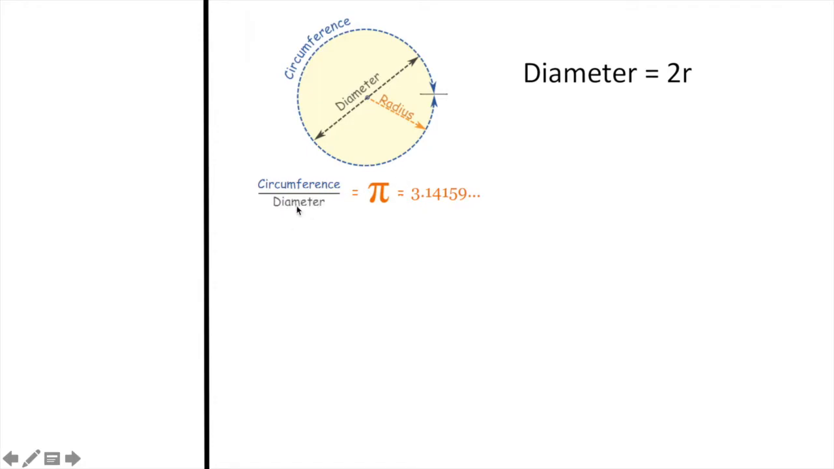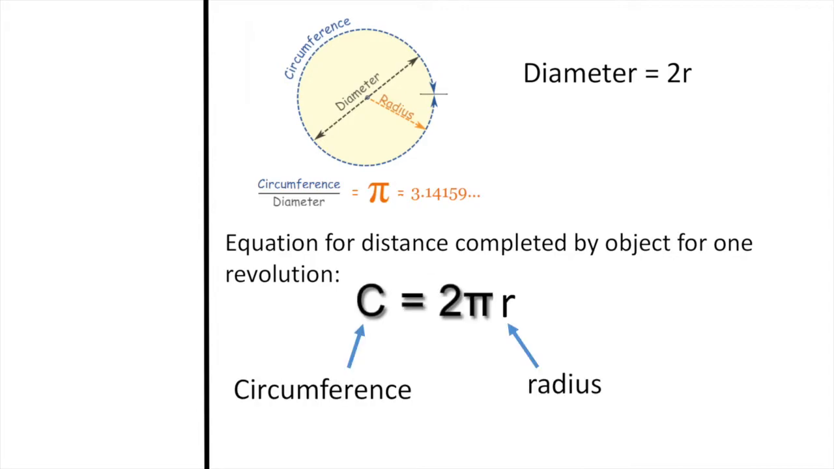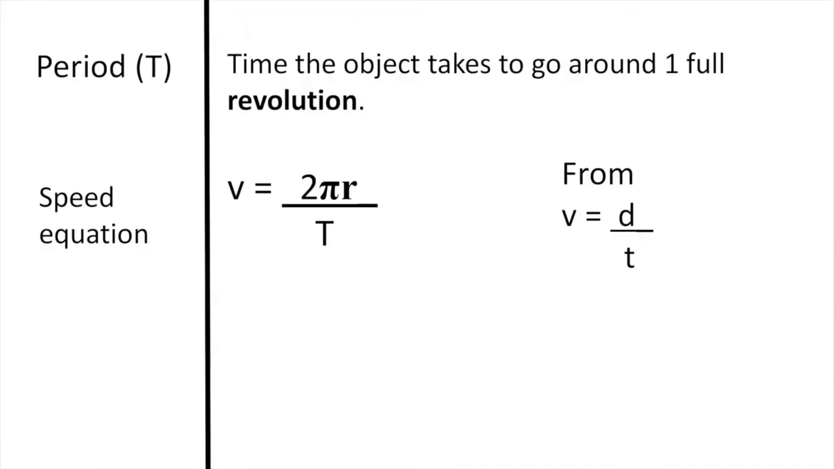Rearranging this equation to solve for C gives us the equation for the distance that is covered by an object in one complete revolution. Capital C equals 2 pi r, where C is the circumference and r is the radius of a circle. The time the object takes to go around one full revolution or one full cycle, we call this period, and it is denoted by a capital T.